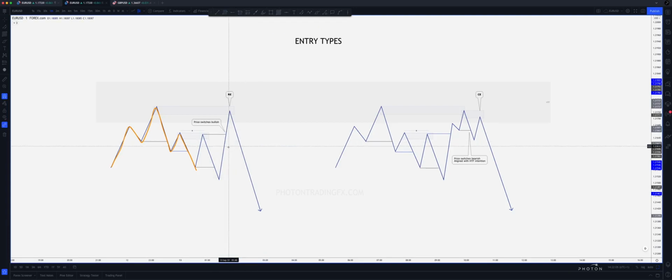But then what happens when price comes back up? Well, it has to switch bullish, right? Because it has to break that lower high, which then forms a higher high in order to come back. I'll get rid of the orange line. In order to come back to the initial zone that we were looking at, the origin demand zone of that move, price has to switch bullish to get back here. So you definitely can look to enter here.